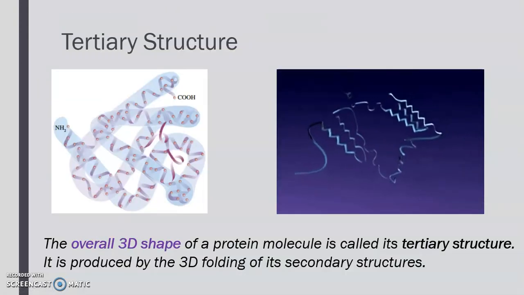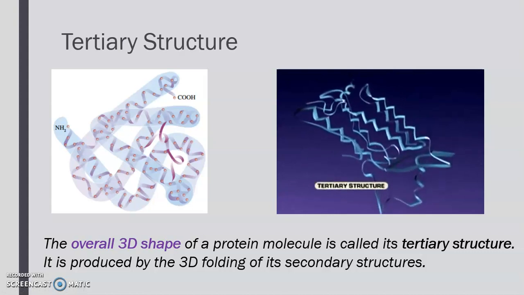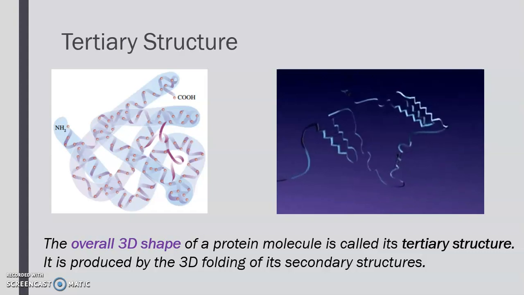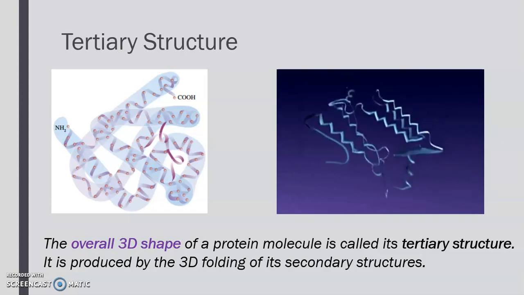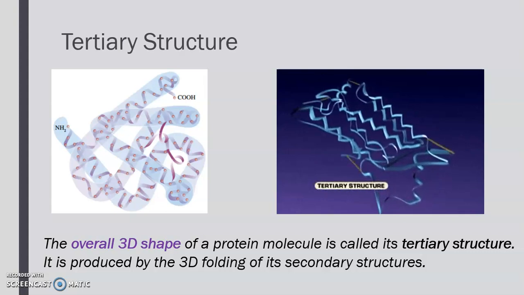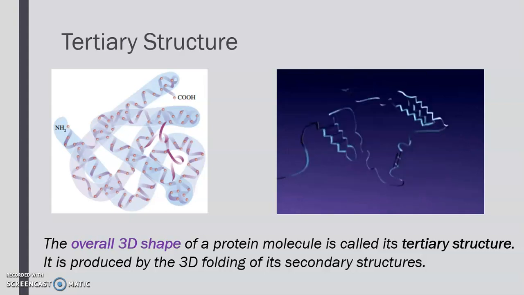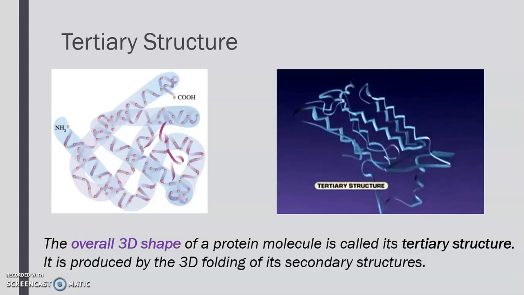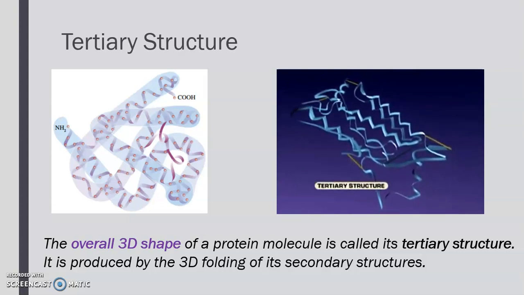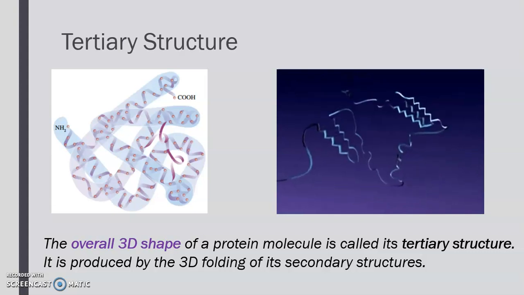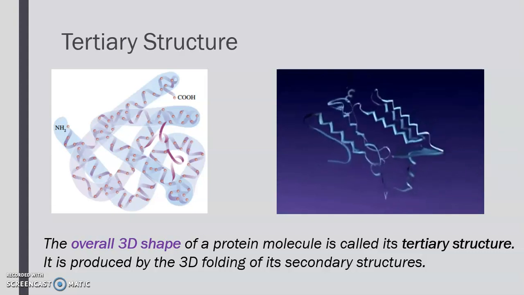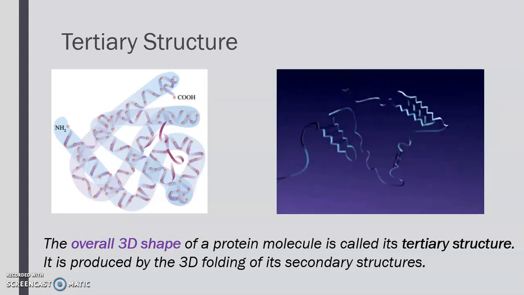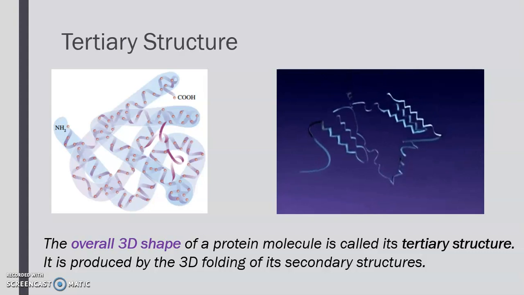Then we zoom out even more, and we will have a tertiary structure. Secondary structure is just alpha helix and beta pleated sheet. Once you form the sheet and the helix, the protein can still curl even more into each other and form a particular shape. That overall 3D shape is called its tertiary structure. It's basically produced by the 3D folding of its secondary structure.